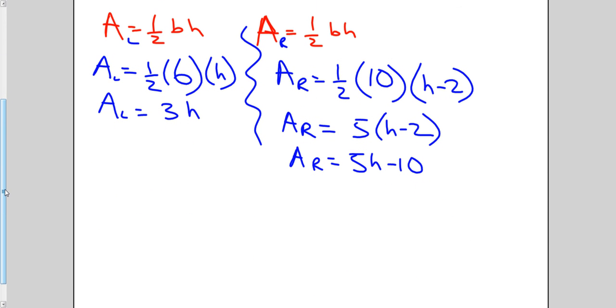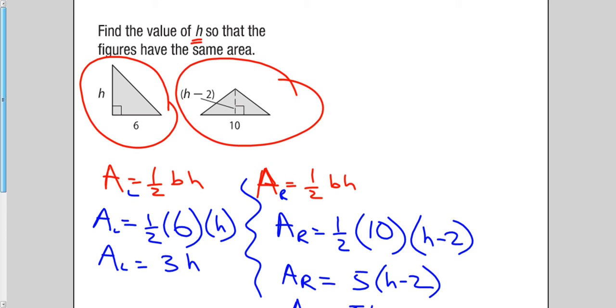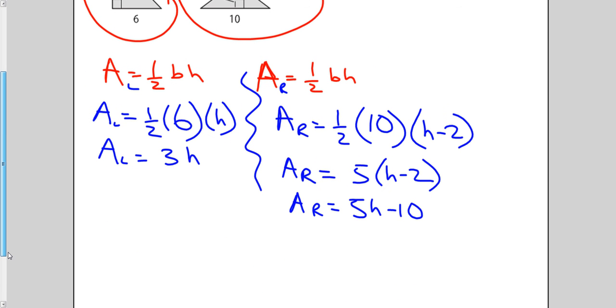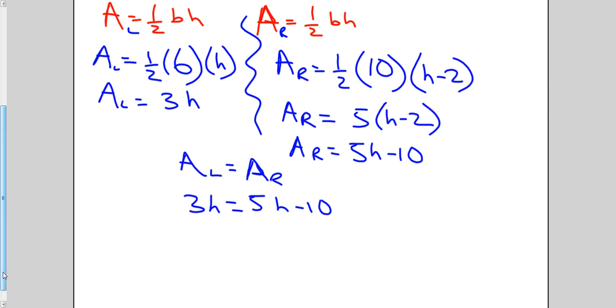Now, since I have 5h minus 10, I go back to my problem because I've now found the areas, and I have to know that the same means equal. So you're going to set the area of the left triangle and the area of the right triangle equal to each other. And so the area of the left is equal to the area of the right. And so I get 3h equals 5h minus 10. Now I have an equation with variables on both sides. I'm going to move my variables all to one side. And I get minus 2h, because 3h minus 5h is minus 2h, equals negative 10.